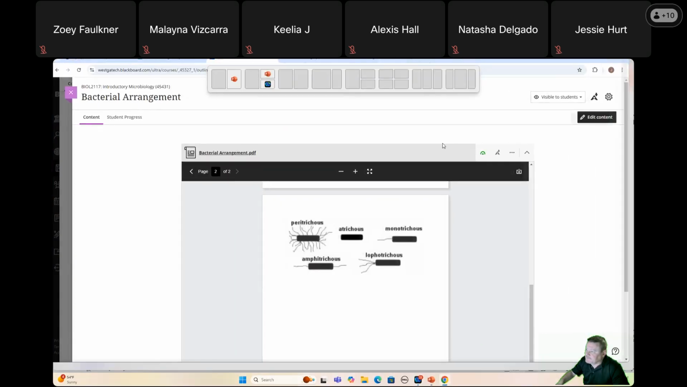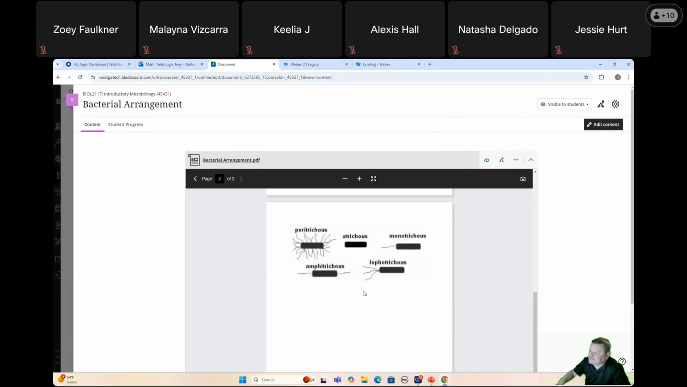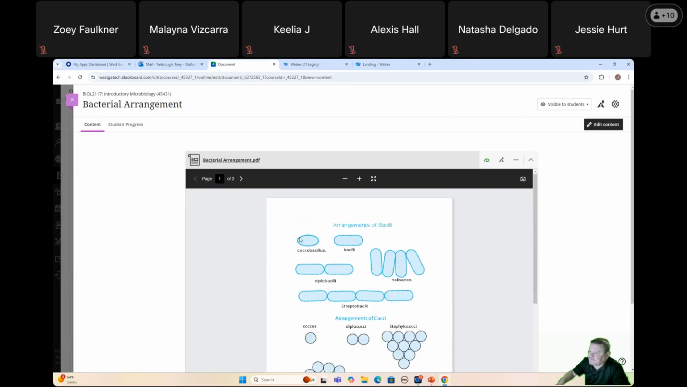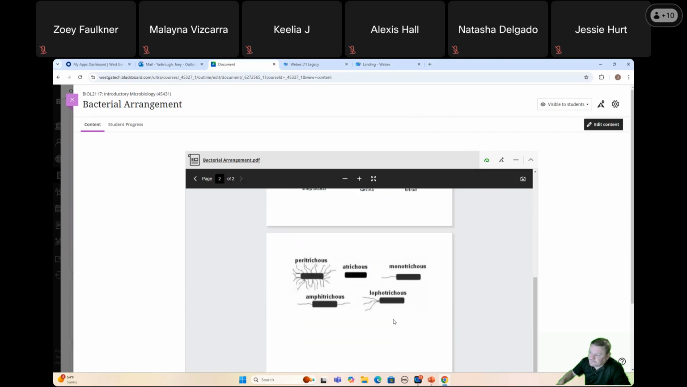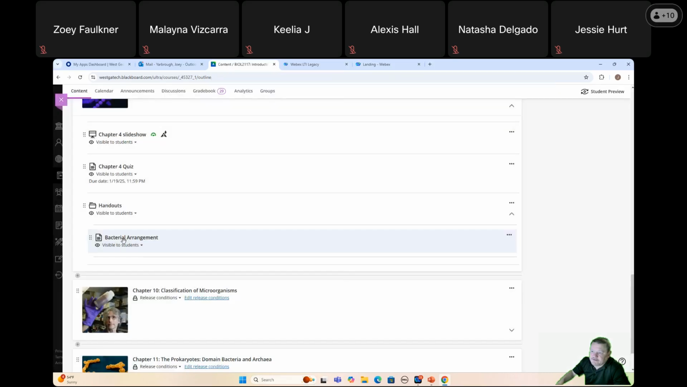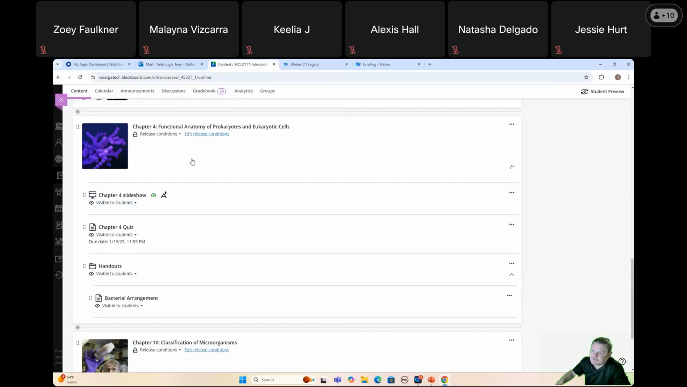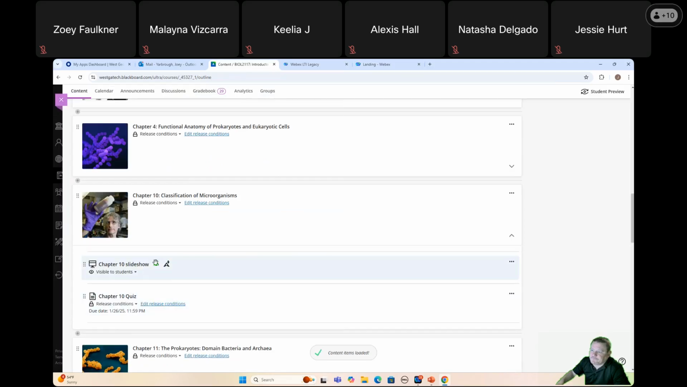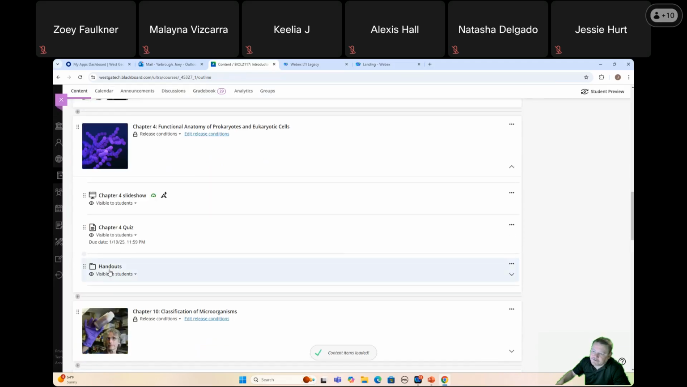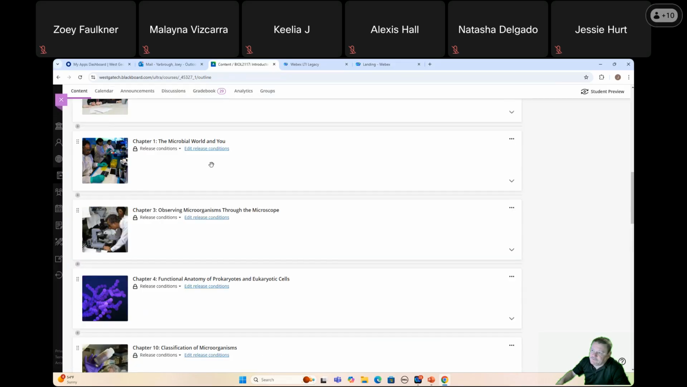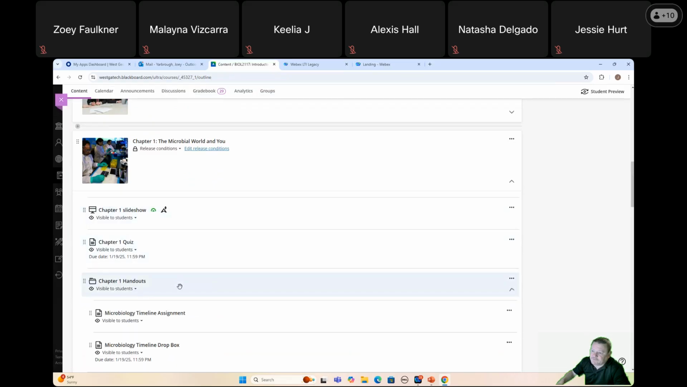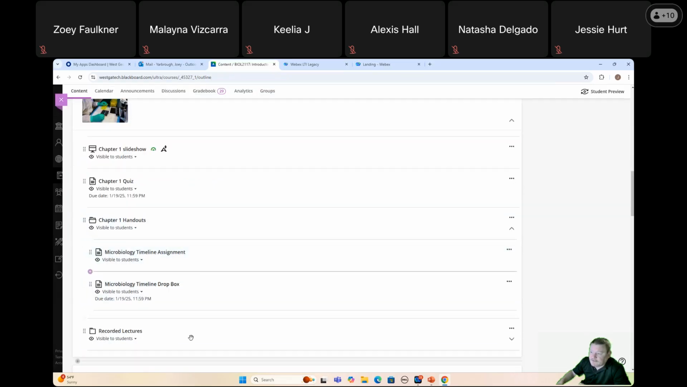I think everyone's been posted except for this one. But this is the sheet I was talking about in chapter 4. It gives you all the different shapes, the arrangements, and then the arrangement of the flagella on the cells. All right, so you can find that one there. It's right here. So go under handouts, chapter 4, and you'll find that sheet to help you study. And then if you want to do this, go to chapter 1 handout. You have to do the timeline.